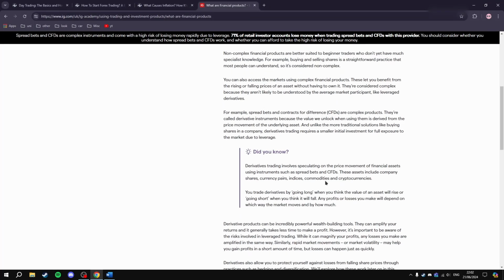Non-complex financial products are better suited to beginner traders who don't yet have much specialist knowledge. For example, buying and selling shares is a straightforward practice that most people can understand, so it's considered non-complex.